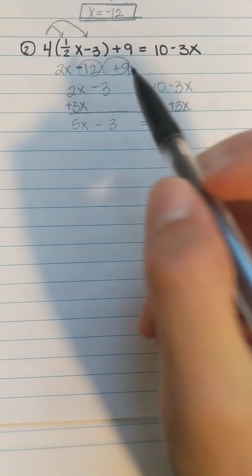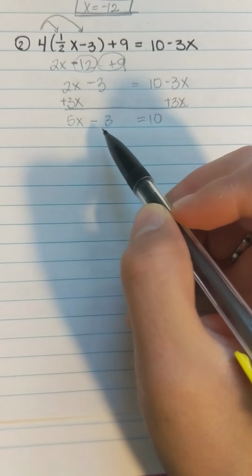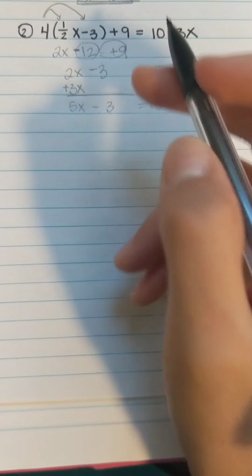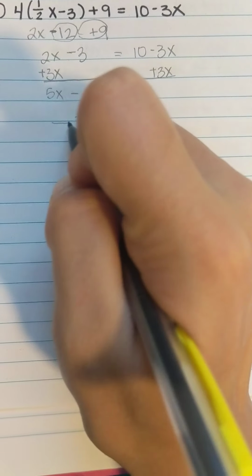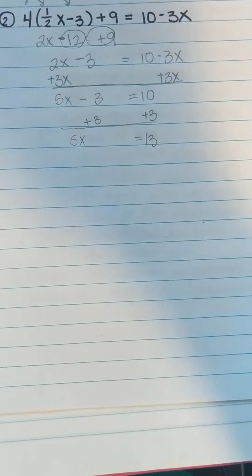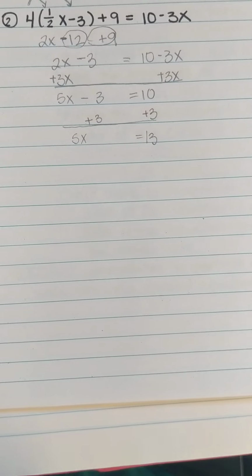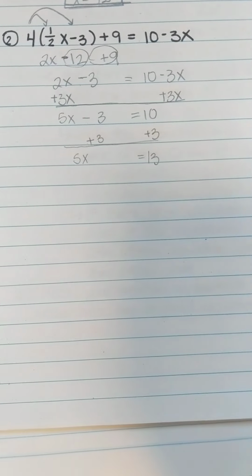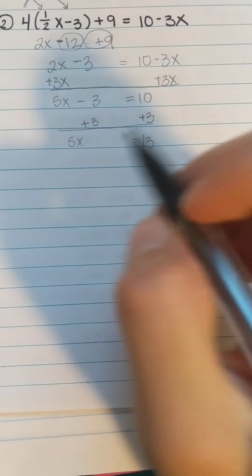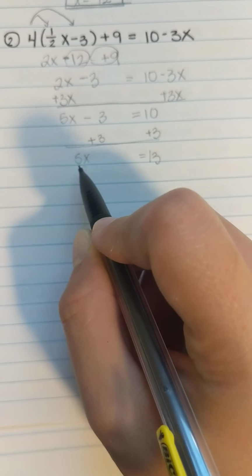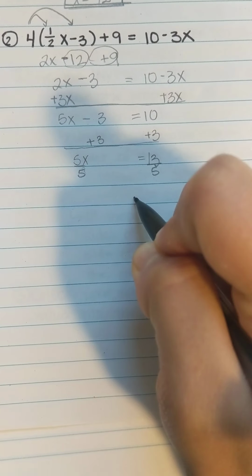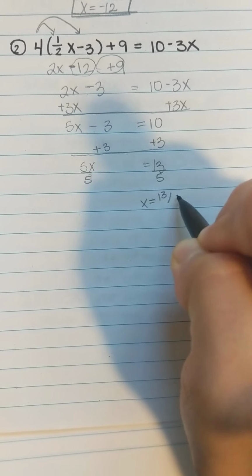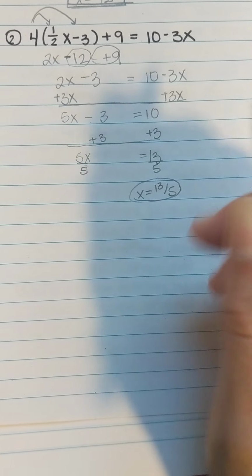Alright, so now we just have one variable term on one side of the equation. That's what we want. But I still want to get rid of this minus 3. So I'm going to do the inverse operations, add 3 to both sides of the equation, and get 5x = 13. Alright, and then my last step here is I want to get rid of that coefficient, the number in front of x. We're going to divide it out. So divide by 5 on both sides, and x = 13/5. And that's your answer.